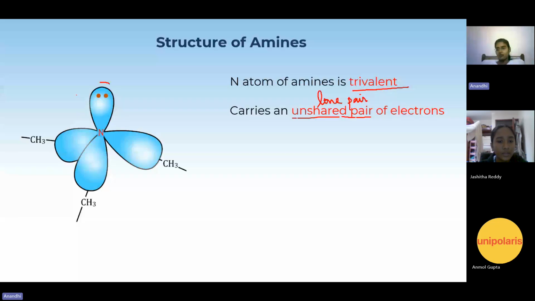Understood? Coming to the hybridization of nitrogen, do you have any idea about it? Because you are in 12th class, you might be aware of the hybridization concept. If I am not wrong, yes or no? Yes, ma'am. Then try to find out the hybridization. If you do not know, no problem, I will proceed.